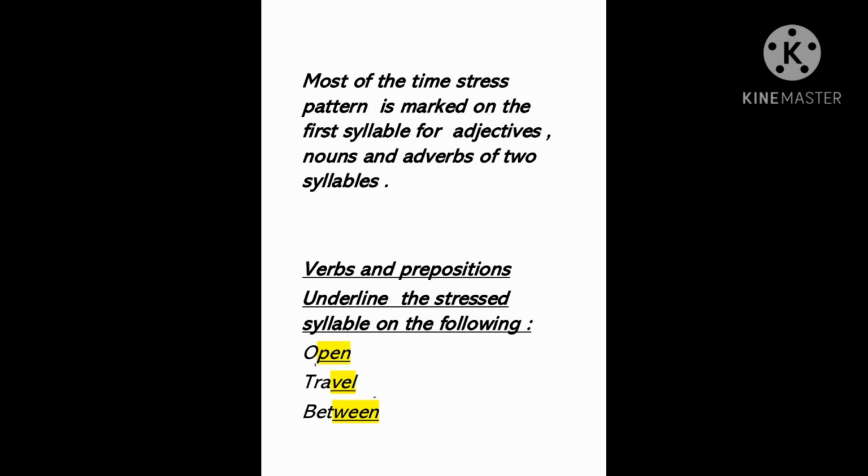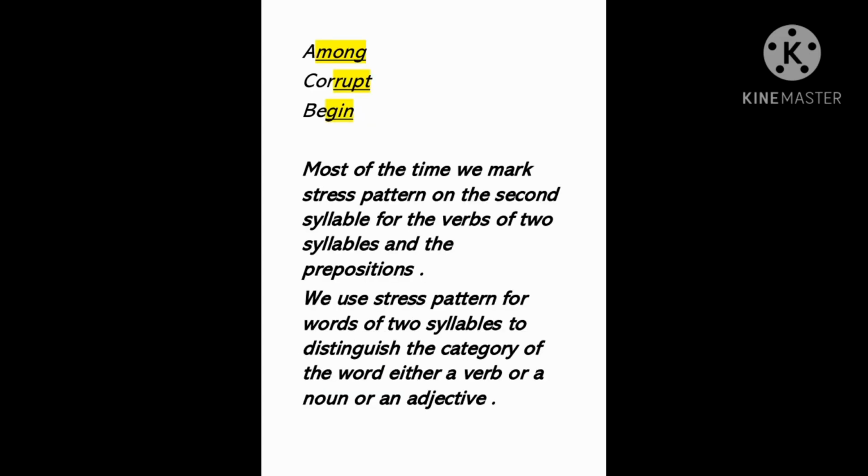Verbs and prepositions. Underline the stressed syllable on the following verbs and prepositions. We have open, travel, between. Here we have two verbs and one preposition. Among, corrupt, begin. So most of the time we mark stress on the second syllable for verbs of two syllables and the prepositions. So here we say among, corrupt, begin. It's begin, it's began. Most of the time we mark stress on the second syllable for the verbs of two syllables and the prepositions.